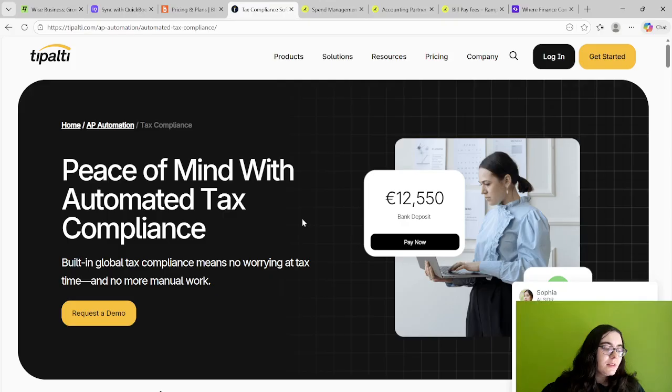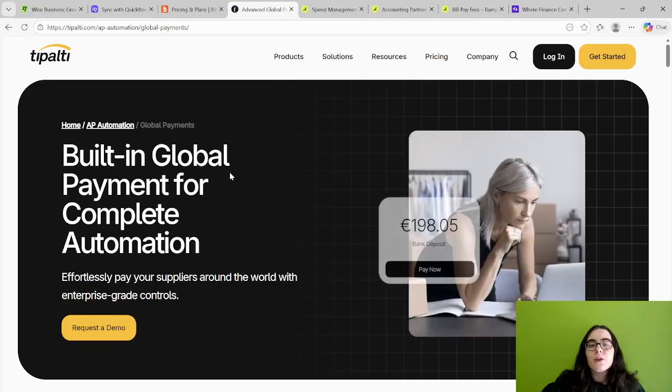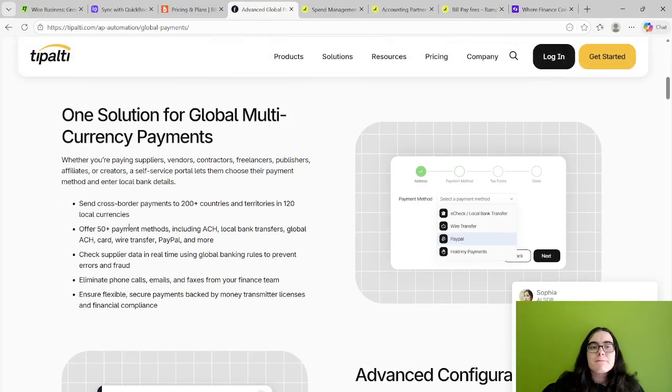And so the other big distinction of Tipalti is their global focus. So they are kind of similar to Wise in that sense, in that they do support a lot of international payments. They say here that they support cross-border payments to over 200 countries and territories in 120 different currencies. So that's huge. That's a lot more than when we look at Melio, they only support 15 currencies. This is 120, so that really is huge. But it really depends what you need. You may not need all that global capability anyway.